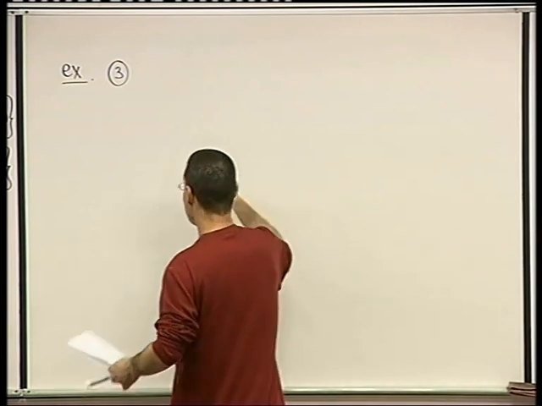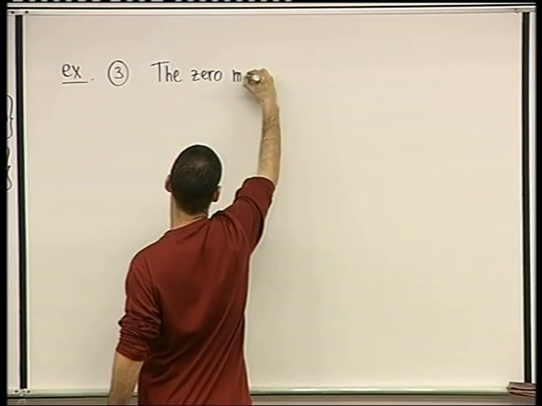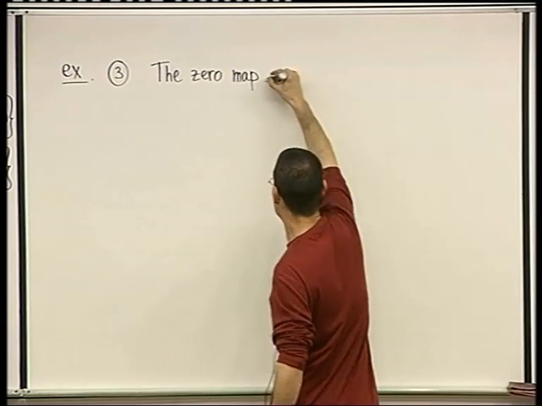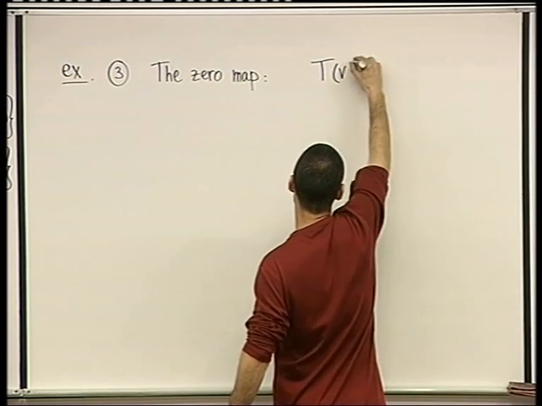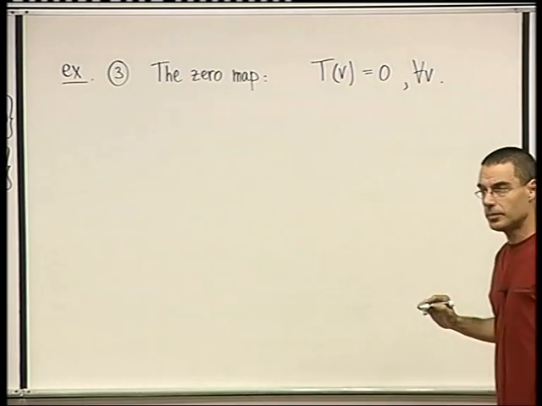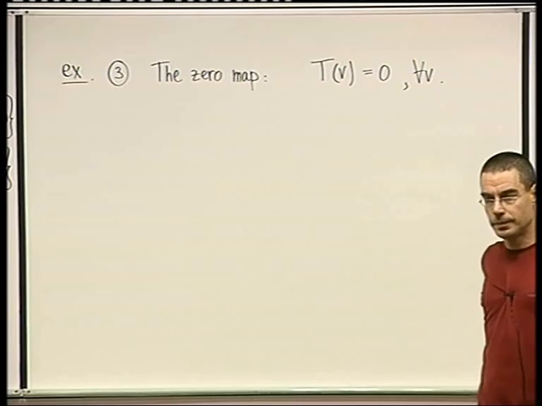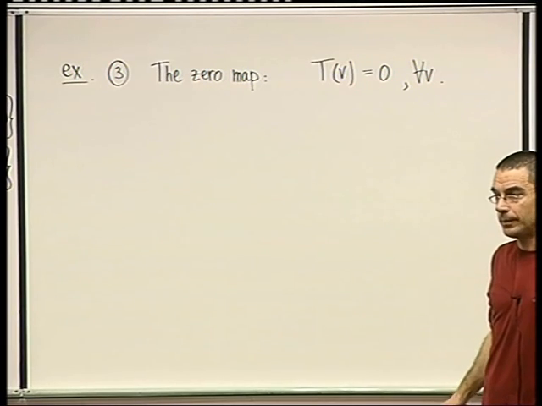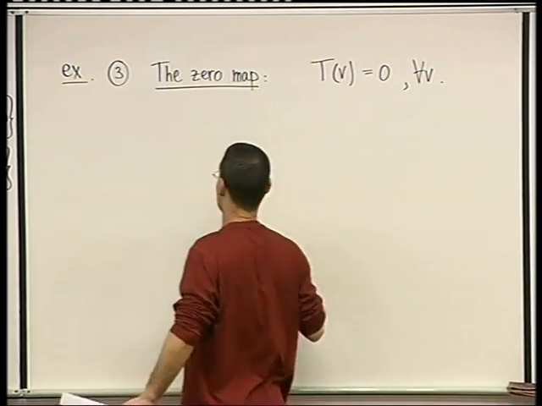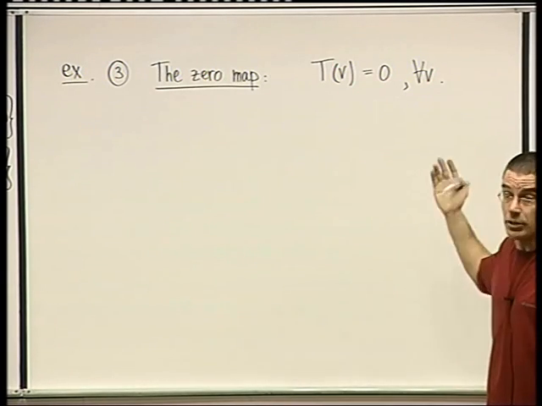Okay, so example 3 is going to be the zero map, the zero function. What is the zero map? It's defined as T of V equals 0 for every V. That's what T does. It takes your entire V1 and sends everybody to 0. Killer transformation. So first of all, before we discuss its kernel and image, we have to convince ourselves that it's indeed a linear transformation.